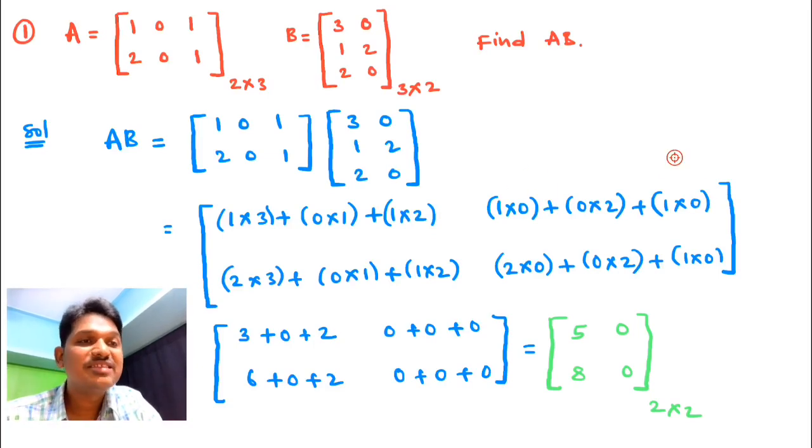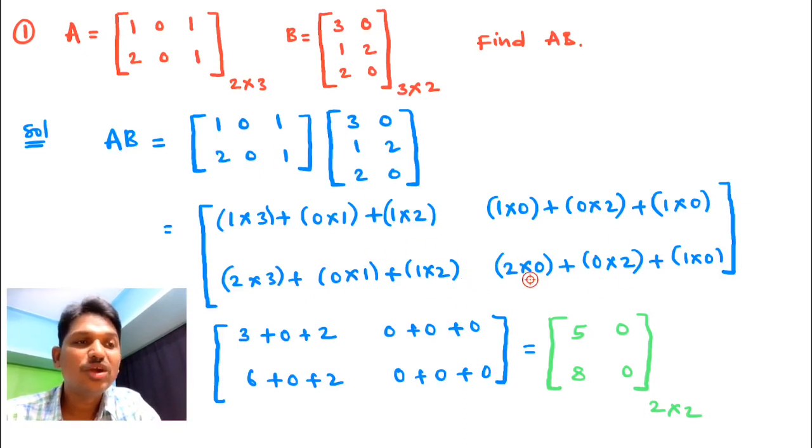Now, to get this element, this is which row, which column? This is first row, second column. Here you consider first row, second column. Or else simply first row, first column is over. Now first row, second column. 1 into 0 plus 0 into 2 plus 1 into 0. Okay. Now how will you get this? This is present in which row, which column? This is second row, first column. So here you take second row, here you take first column, multiply the corresponding elements and add them. 2 into 3 plus 0 into 1 plus 1 into 2.